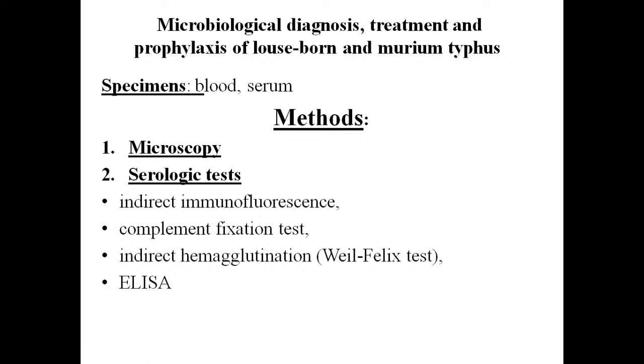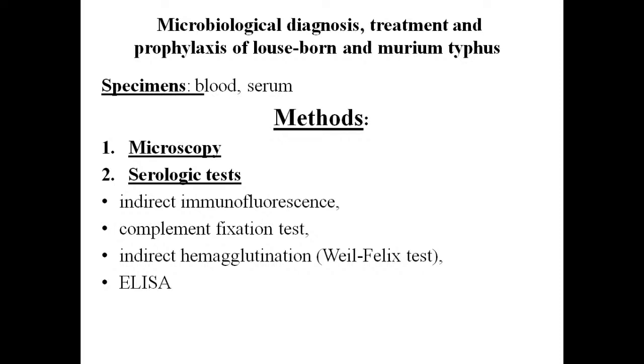Which specimen may be collected? It is blood, because bacteria spread in the bloodstream and they are present just there, and serum for serological tests. The first method that can be used is microscopic. I remind you that we prepare a smear and stain it by Romanovsky-Giemsa staining or Gimenez staining.